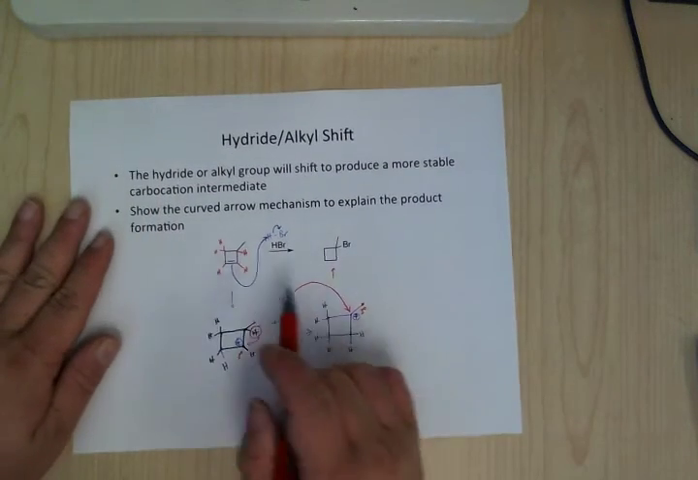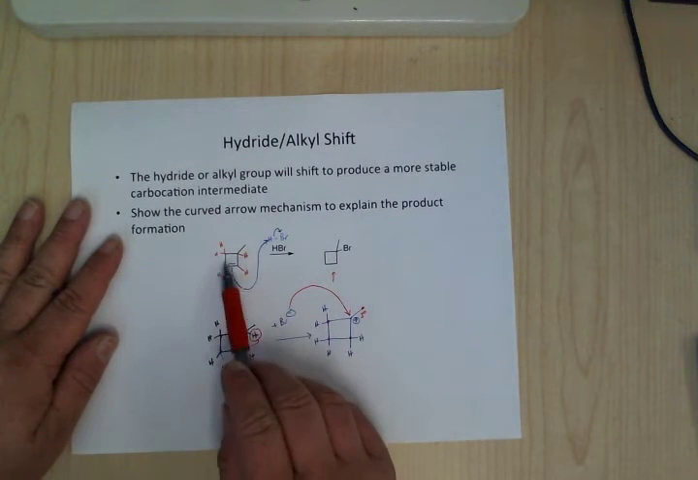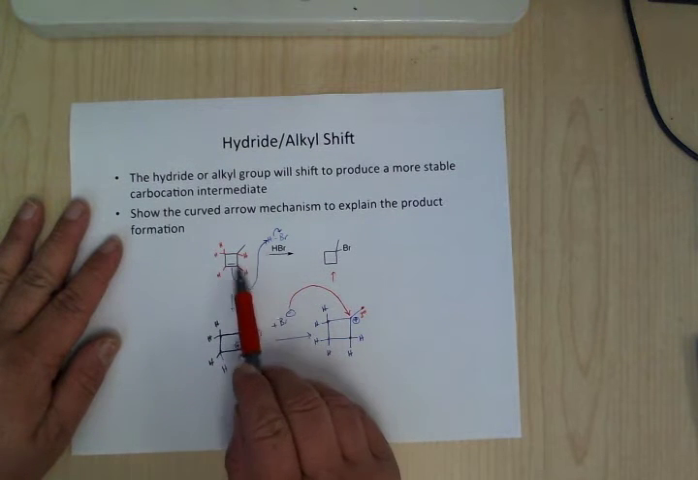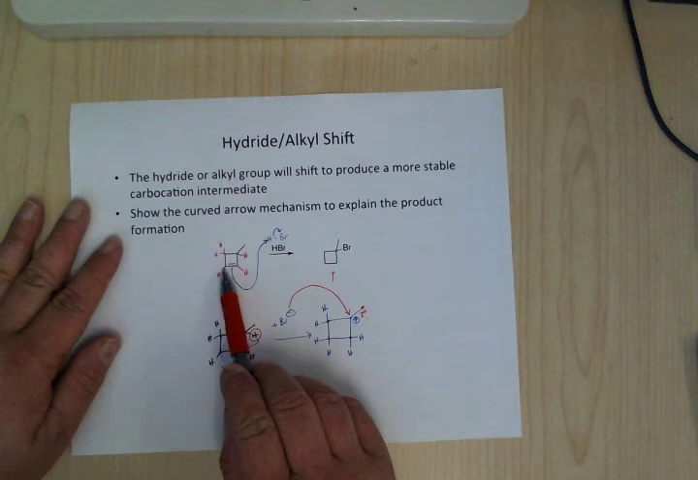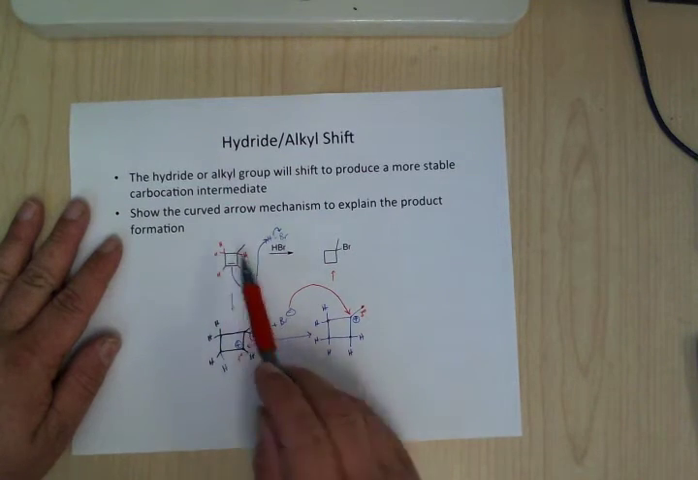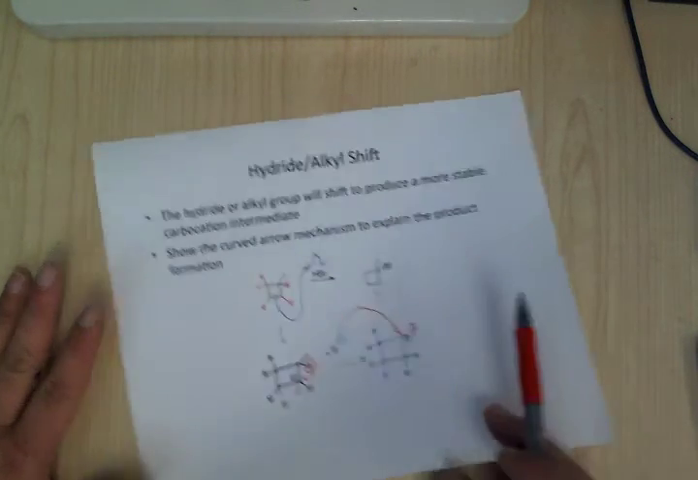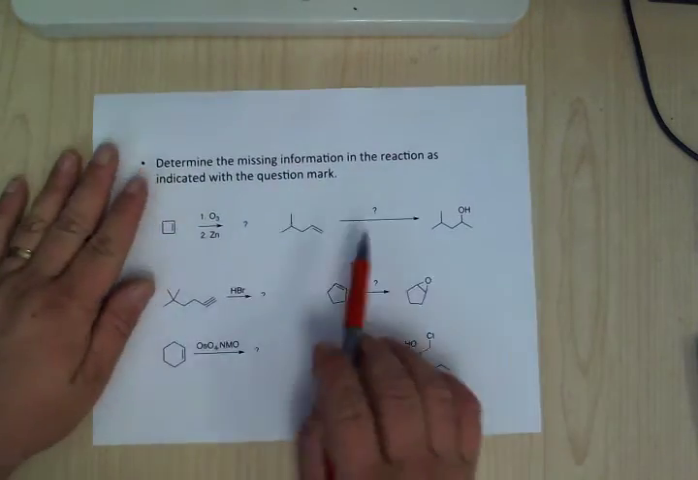You're going to know this is going to happen because this Br doesn't add on either one of these carbons. It adds up here, so something's moved around. And you're also going to get, well, here, I'll get to the synthesis one. So you are going to get something like this.